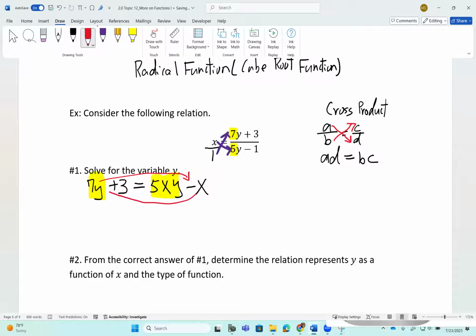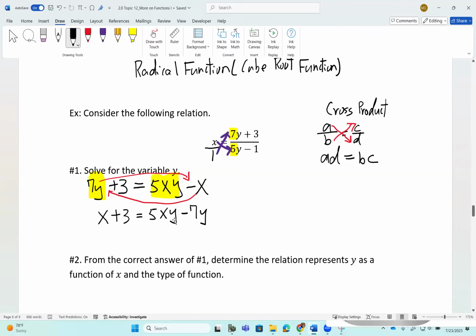And I'm gonna put it right in front of the positive 3. So negative x comes over and becomes positive, still got positive 3 there, equal to 5xy on the right. Positive 7y comes over and becomes negative. So now my two variable term is on the same side, and I cannot combine these two terms because they're not like terms. So what do I do here?